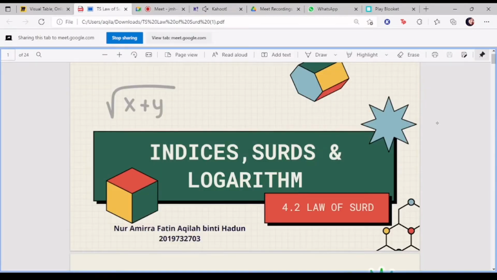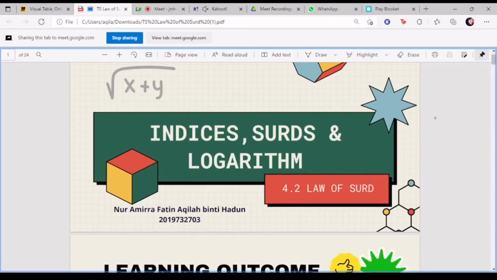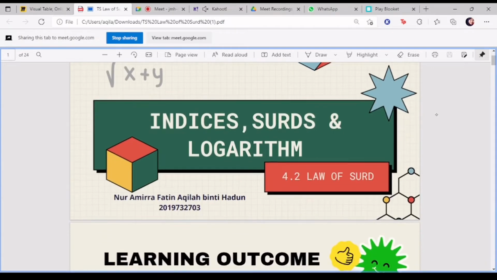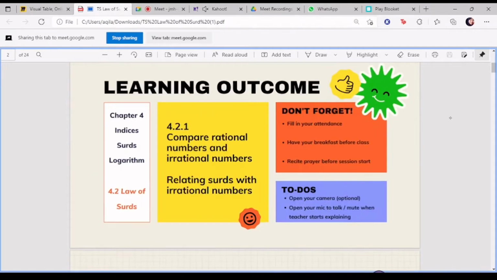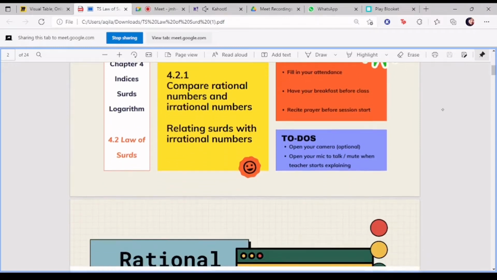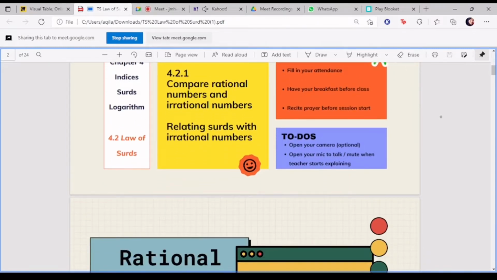Okay, so I want to start with our lesson today. Firstly, we are going to learn the new subtopic today, which is 4.2 Law of Set. Last week we already covered 4.1, which is Law of Indices. Okay, so the learning outcome. Student can compare rational numbers and irrational numbers. Second, relating sets with irrational numbers.